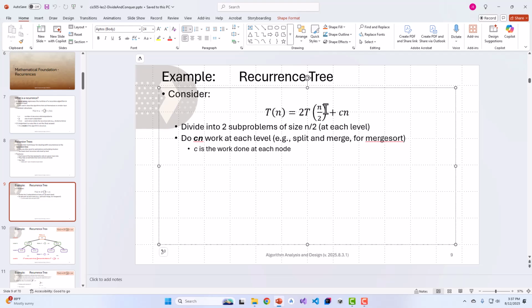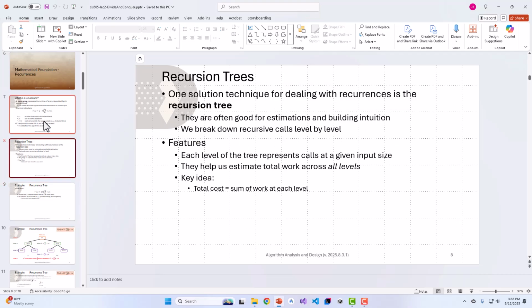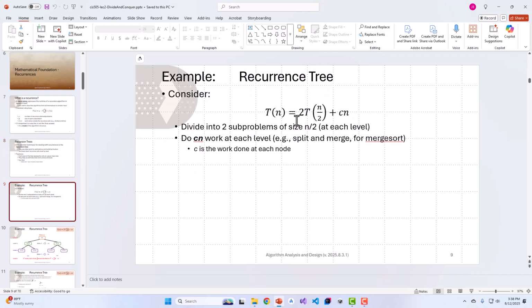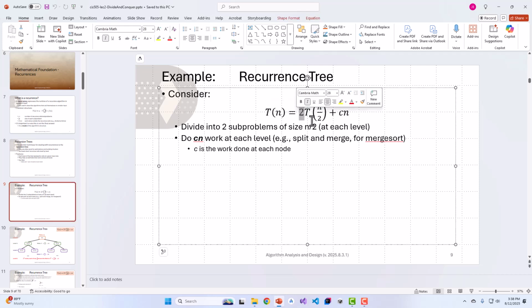C is the work done at each node, and there are n nodes to do it at in this case, so that's why it's C times n. The recursive work is this stuff. If we go back here, A was the number of recursive calls, n over B is the size of each subproblem. So that means that the 2 is the number of recursive calls, and then n over 2 is the size of each subproblem.